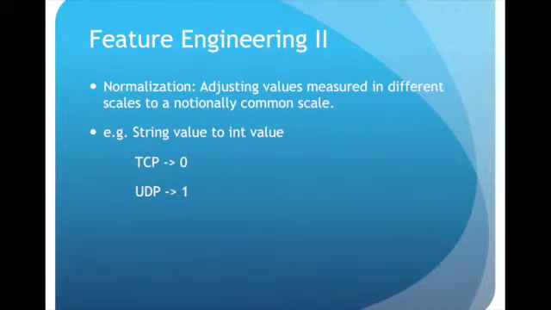Another feature engineering step I do is normalization. Normalization means adjusting values measured on different scales to a notionally common scale. For example, I turn string values into int values, so they can be calculated numerically. For example, I assigned 0 to the TCP label, and I assigned 1 to the UDP attribute.